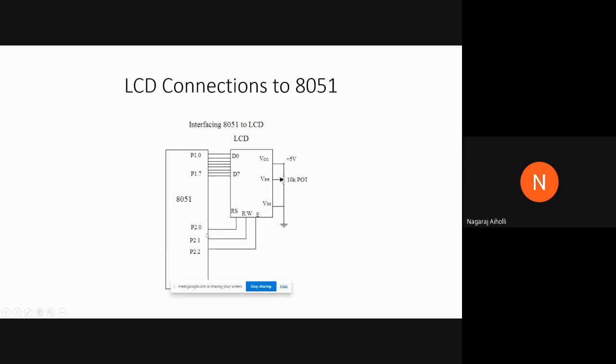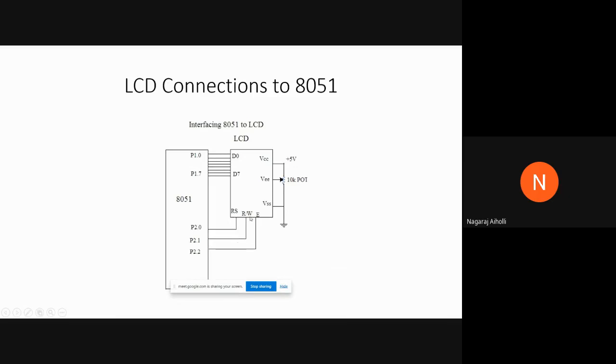Then we have the P2.0 pin connected to register select. That's what we discussed just now. Sorry, if RS equals 0, then the command register is selected. If RS equals 1, then the data register will be selected.